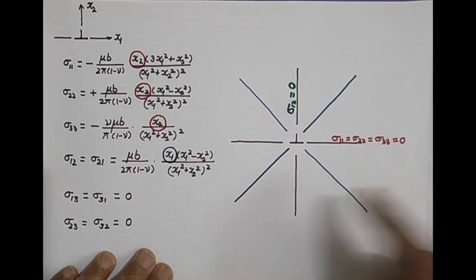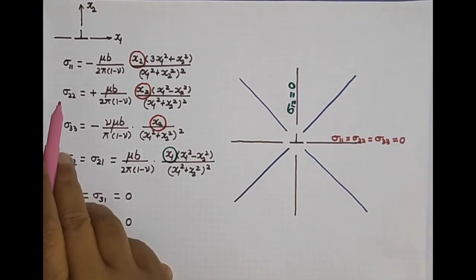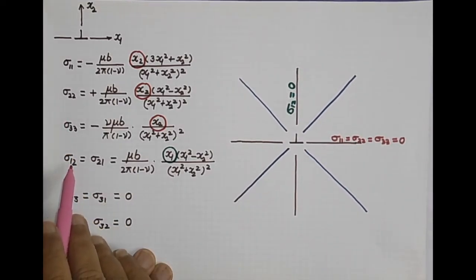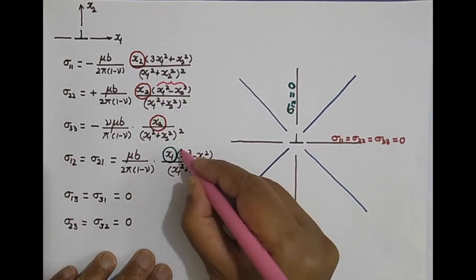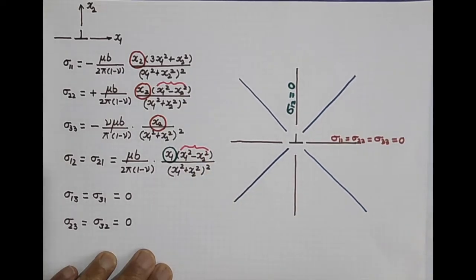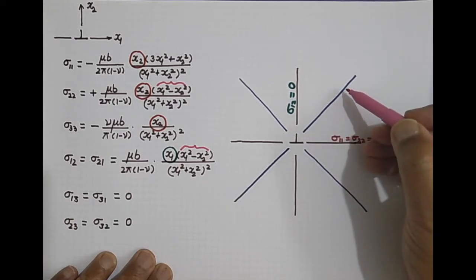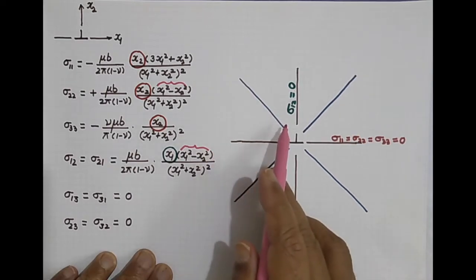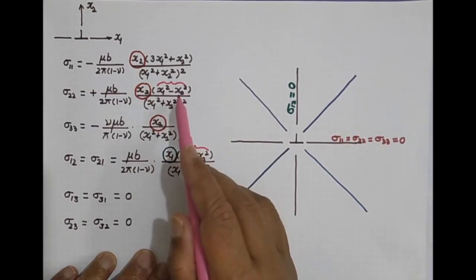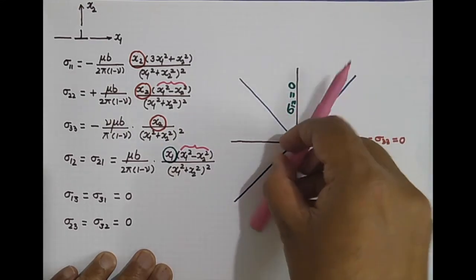Then, why have I drawn these 45 degree lines? Because you can see that in sigma 2,2 and sigma 1,2, we have a factor x1 square minus x2 square. Along these lines, as you know, x1 is equal to x2 along this line, and x1 equal to minus x2 along this line. So this factor x1 square minus x2 square will always be 0 along both these 45 degree lines.